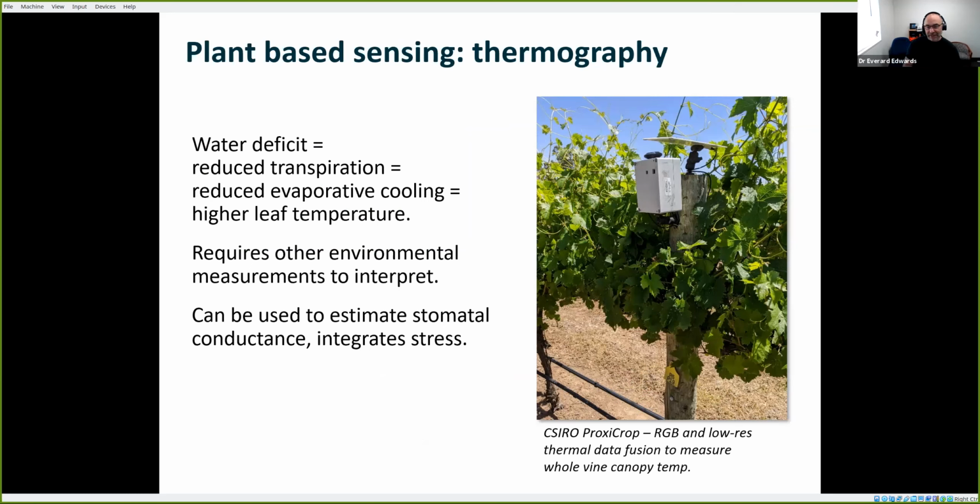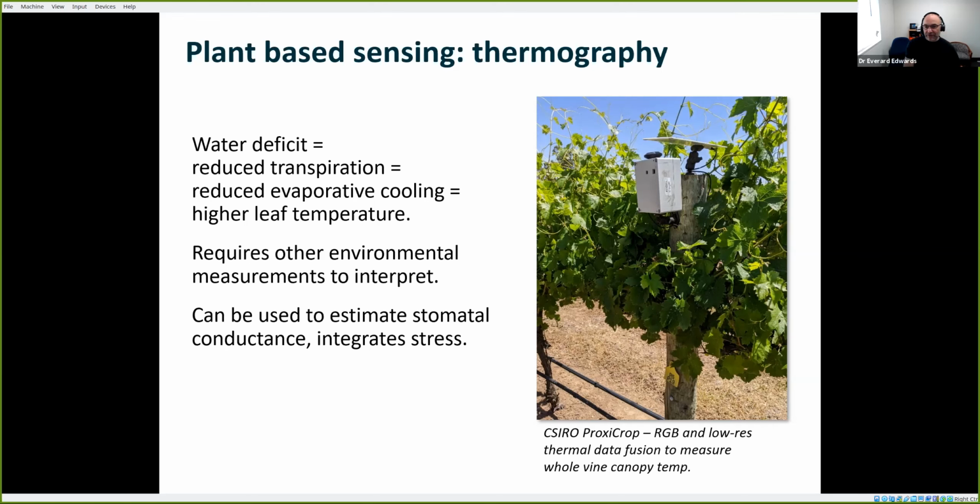Now, and that's the key thing, is we do need to look at this relative to other environmental measures as well. But the other interesting thing about it is that because we've got stomatal conductance that's driving this temperature response, we can actually mathematically make an estimate of stomatal conductance, which is a little bit different from water potential, and potentially integrates more stresses on the vine. So it gives us possibly a bit more information.